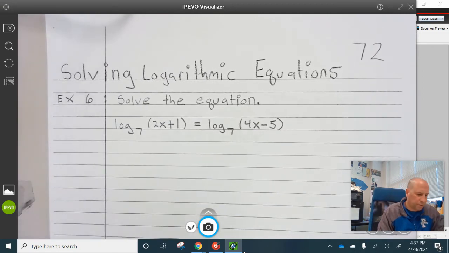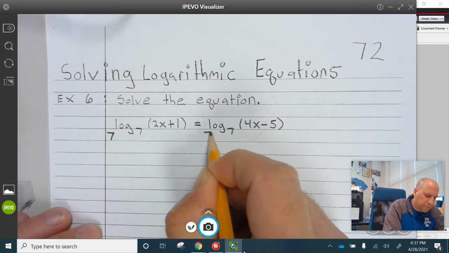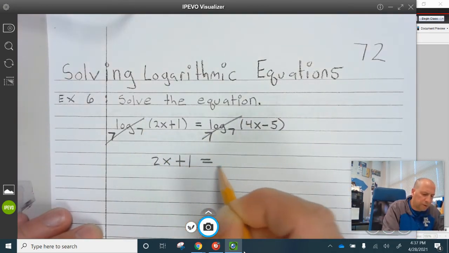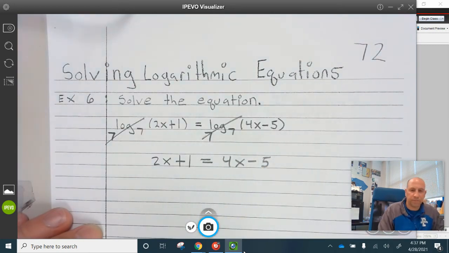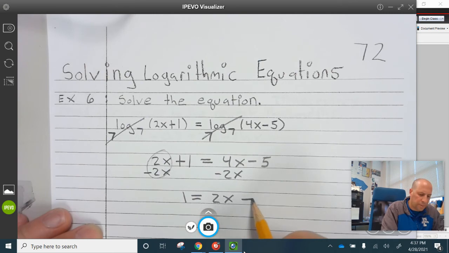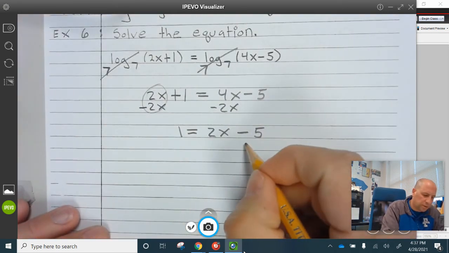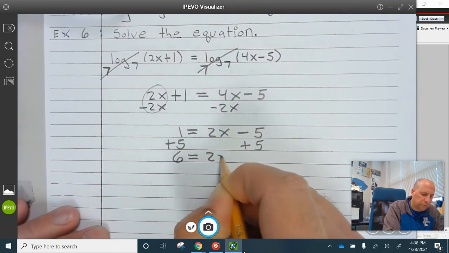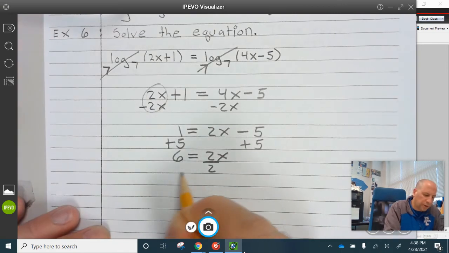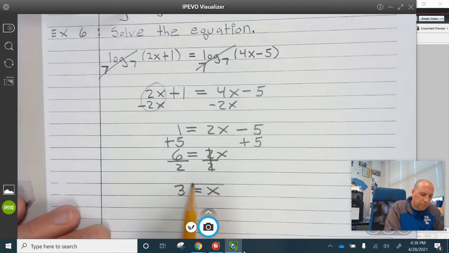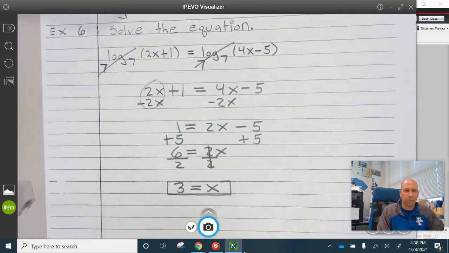Question 6, solve the equation. So I'm going to raise both sides by 7. That goes away, that goes away. You're left with 2x plus 1 equals 4x minus 5. Let's subtract 2x from both sides. That's 0. You get 1 equals 2x minus 5. Let's add 5 to both sides. You get 6 equals 2x. Divide both sides by 2. 6 divided by 2 is 3. That divides and becomes 1, so x equals 3. All right, go ahead and finish up example 6.